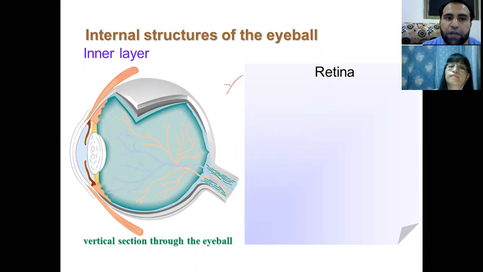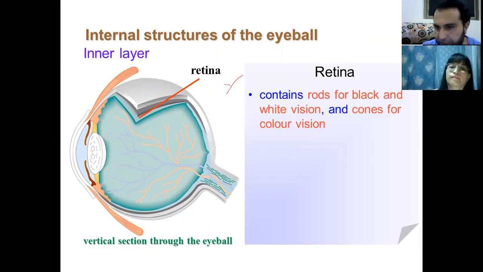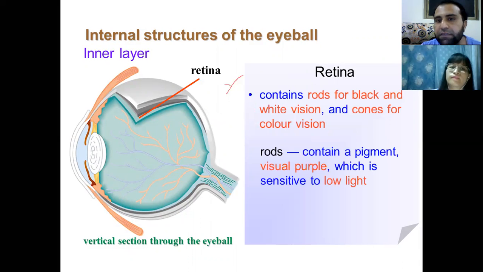Okay, so now we will discuss the specialized cells that are present in the retina, okay? I discussed rod cells and cone cells. Rod cells are those cells present over the retina that can detect low intensity of light, especially in the dark. For example, I enter a dark room. At that time, my rod cells will be active.